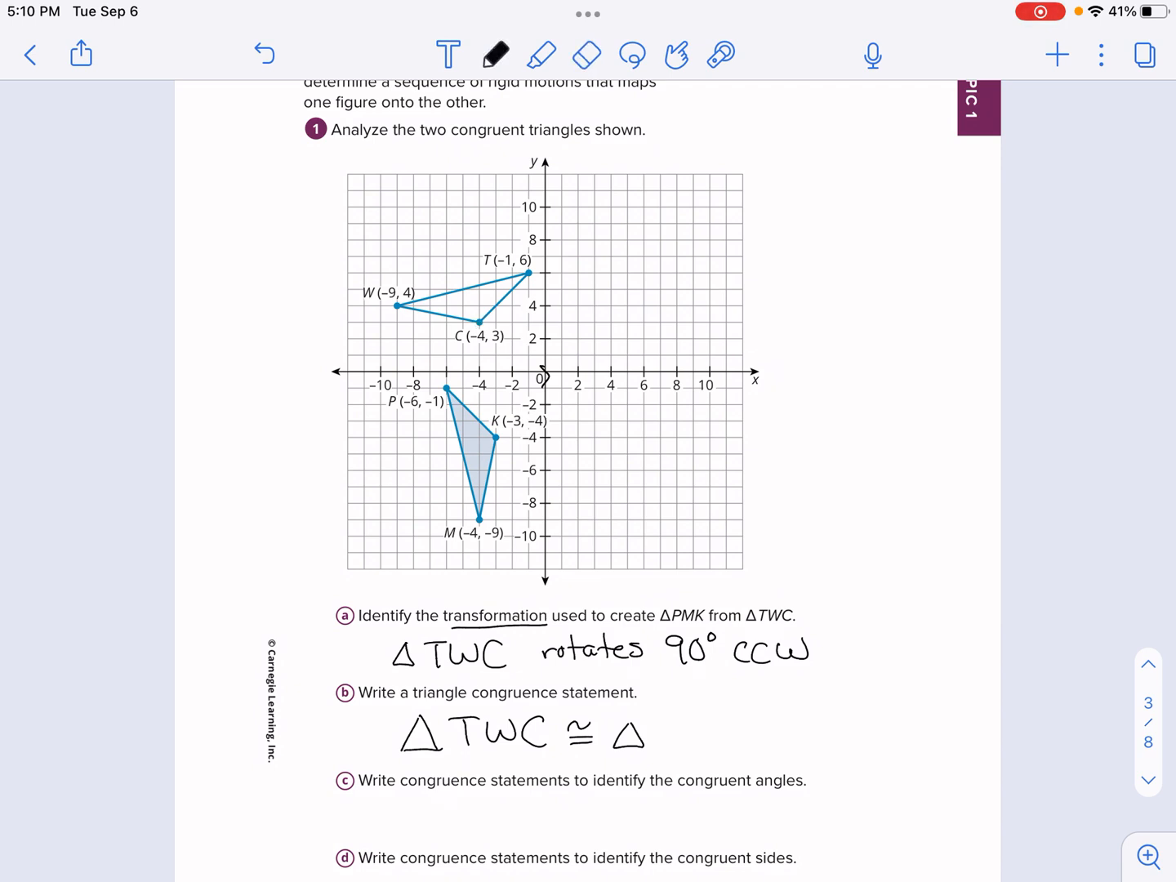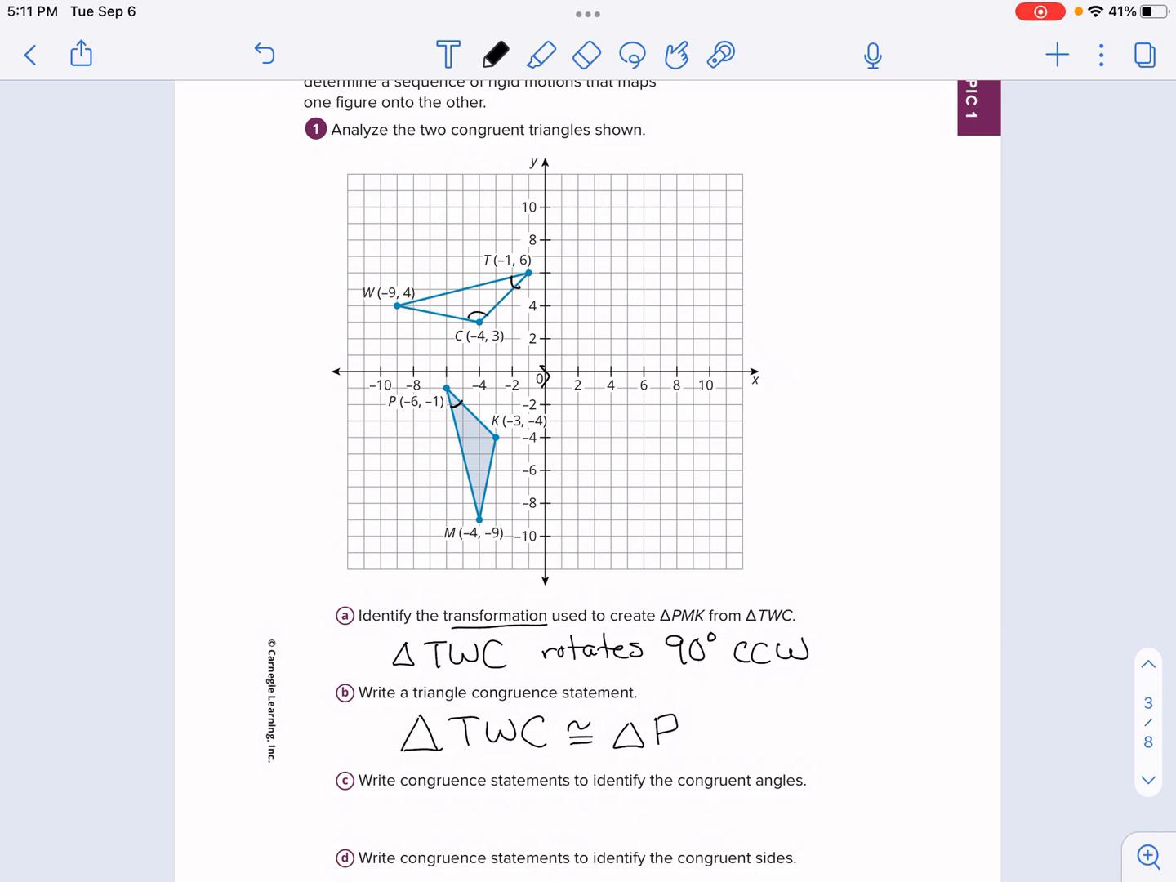Angle T, I'm going to put one arc here. Which one do you think corresponds with angle T if this is a rotation? This corresponds with P. That angle's opening is about the same angle. We might confuse this with M, but that would be more of a reflection, and that's not the case here. Anyways, so we'll put K. Oh, sorry, not K, P. Whoops. P. All right, so TWC.